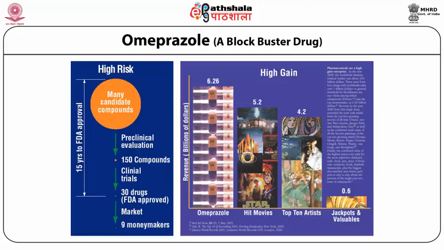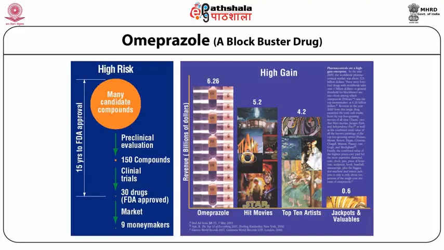That was Hollywood movies, international movies. As you can see from the chart, the collection of those movies was $5.2 billion, while one drug, omeprazole, that came into market collected $6.26 billion in revenue. But at the same time, I may tell you that if it's a money maker, then the risk involved is also very high.